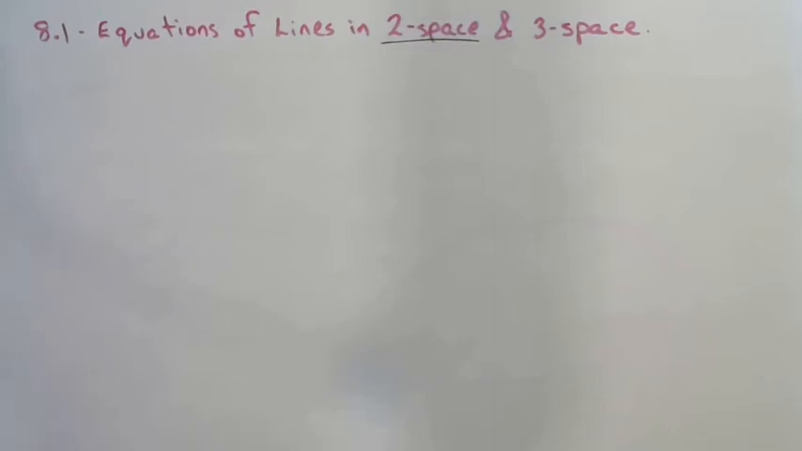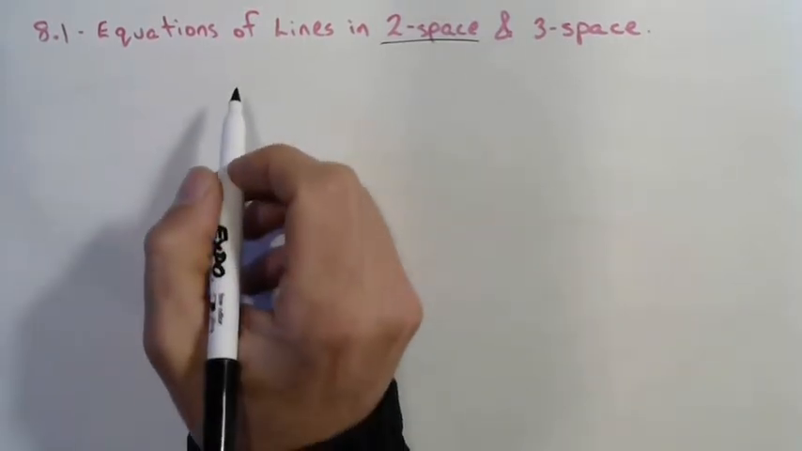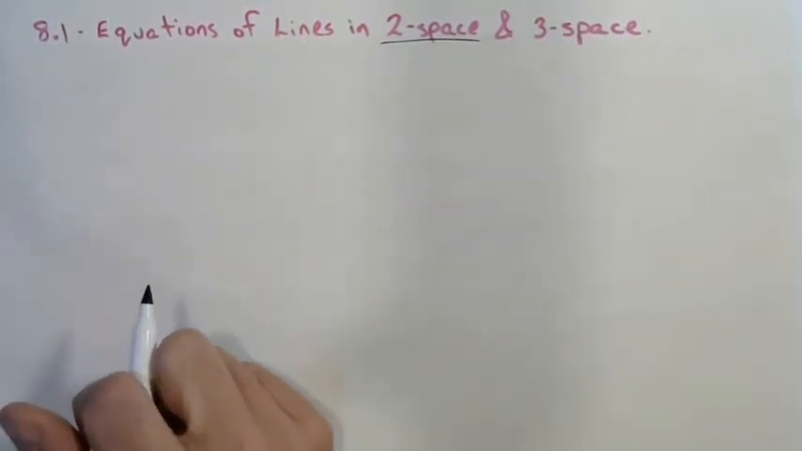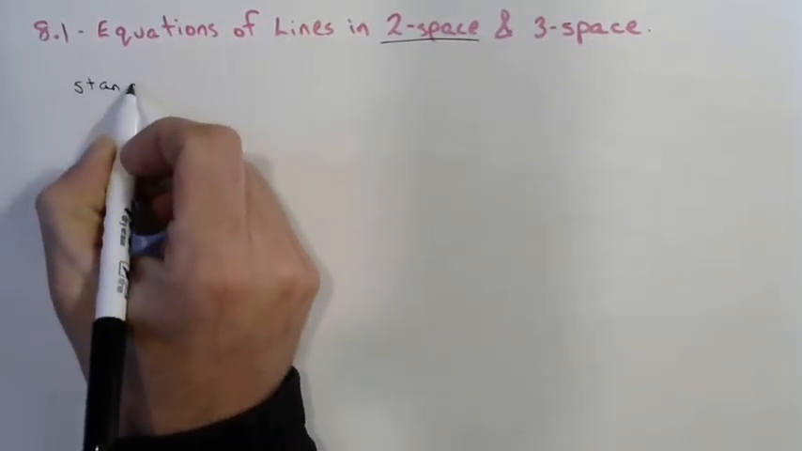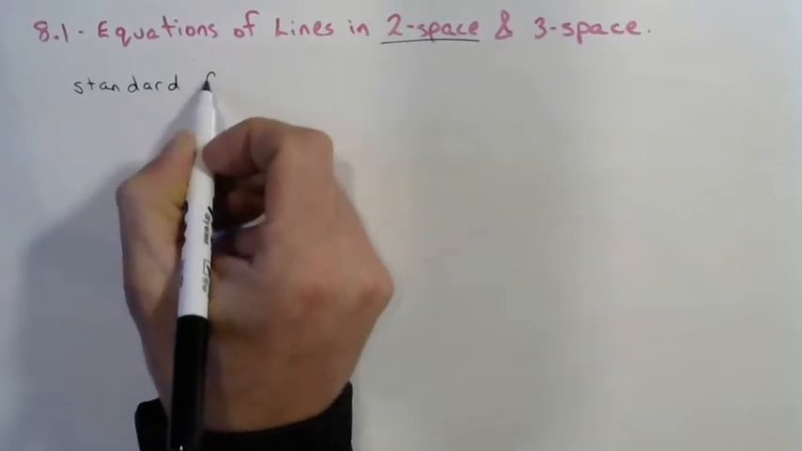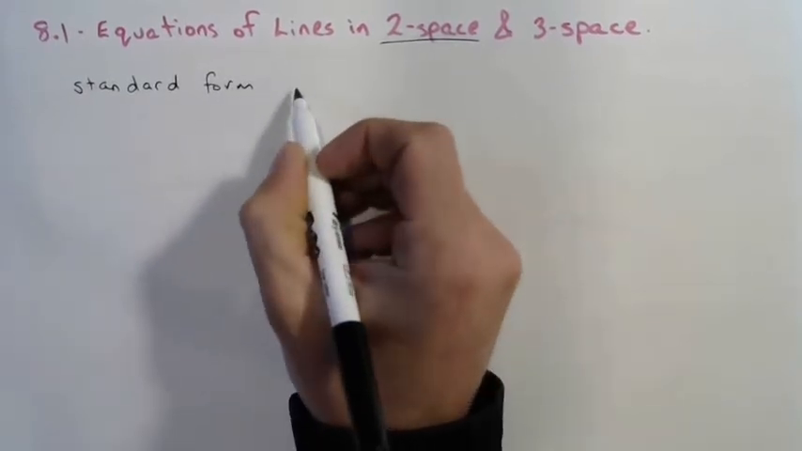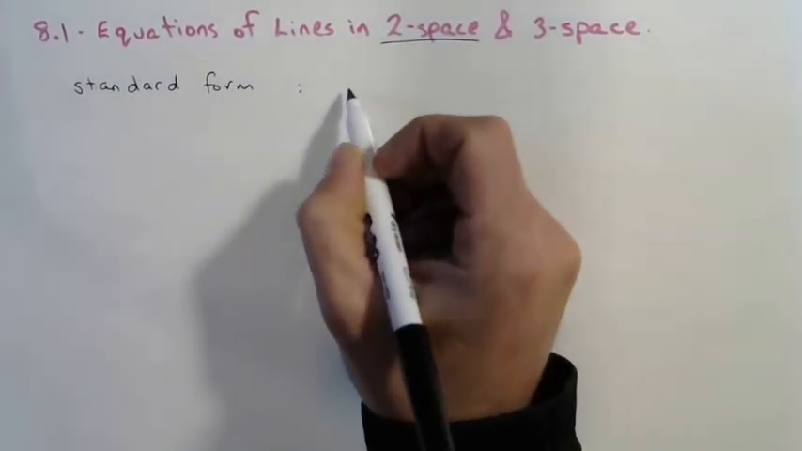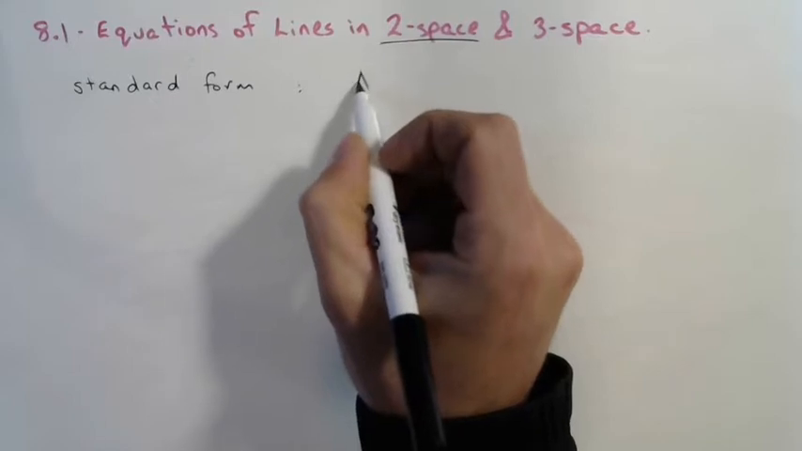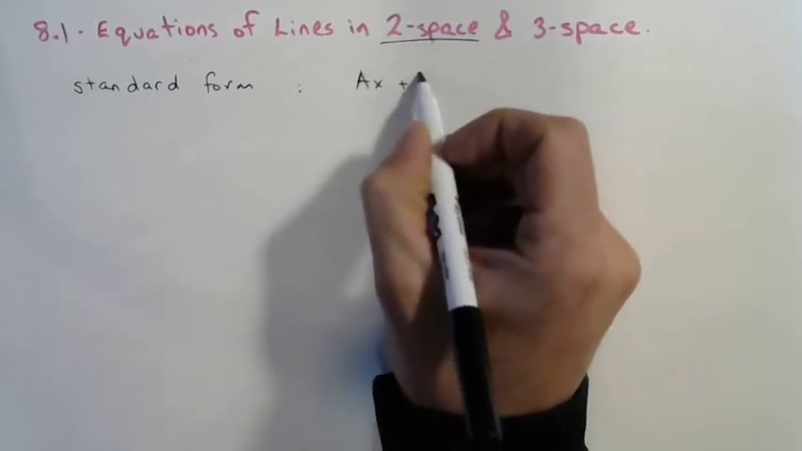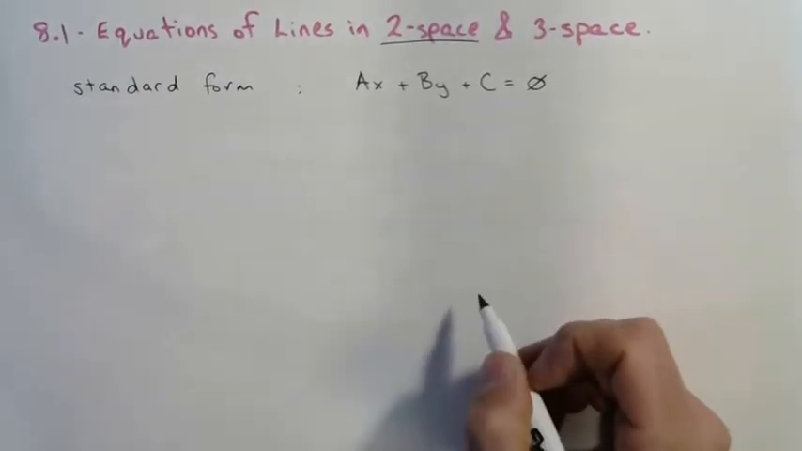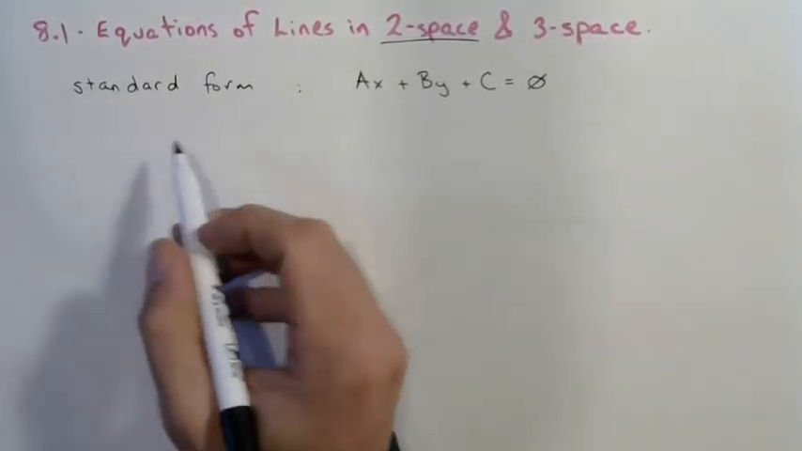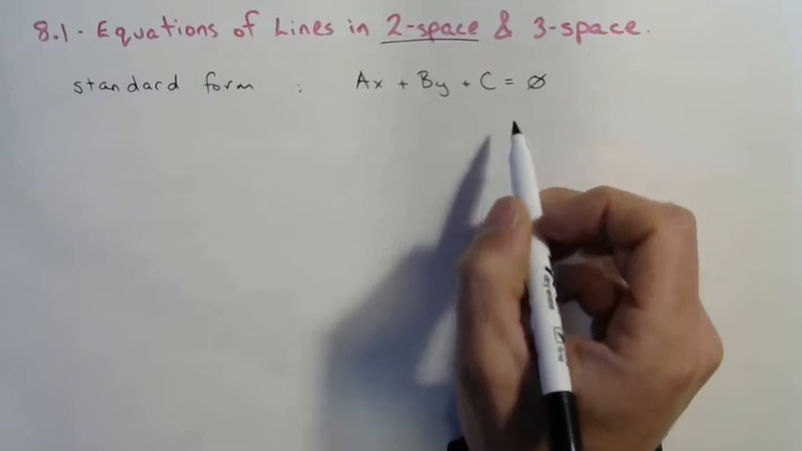Now, we have ways of drawing lines and thinking about lines in 2-dimensional space. We have different equations for lines. We're just going to run through a couple of them right now. So we have standard form. Standard form is when you get a line in the equation form ax plus by plus c equals 0. Standard form, always set equal to 0.